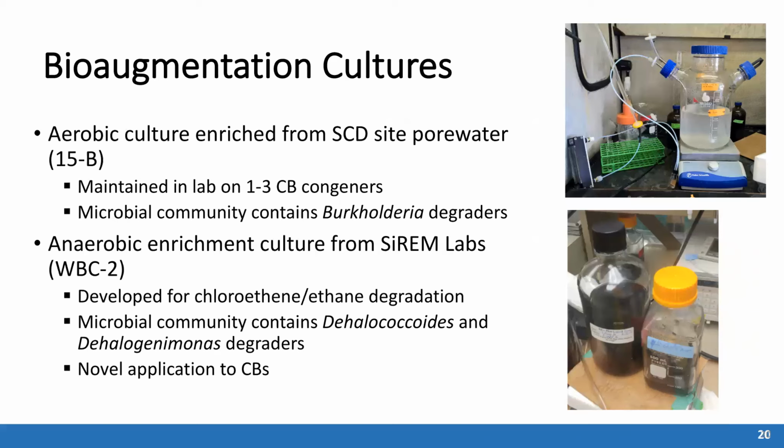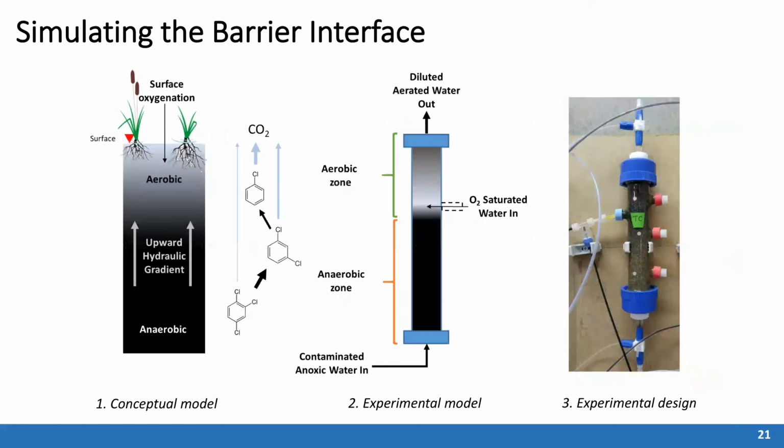And then there's an anaerobic culture we obtained from a laboratory called Cyrus Labs, and it's labeled WBC-2. This was developed originally for chloroethene and chloroethane degradation. It contains some known organisms that degrade chlorinated solvents, Dehalococcoides and Dehalogenimonas degraders. And so we're applying this now for the chlorobenzenes. It turned out that this culture also can degrade the chlorinated benzenes. So in order to stimulate and develop this reactive barrier, we're bioaugmenting with these two cultures, one aerobic and one anaerobic. So here's the concept that we are testing in the laboratory.